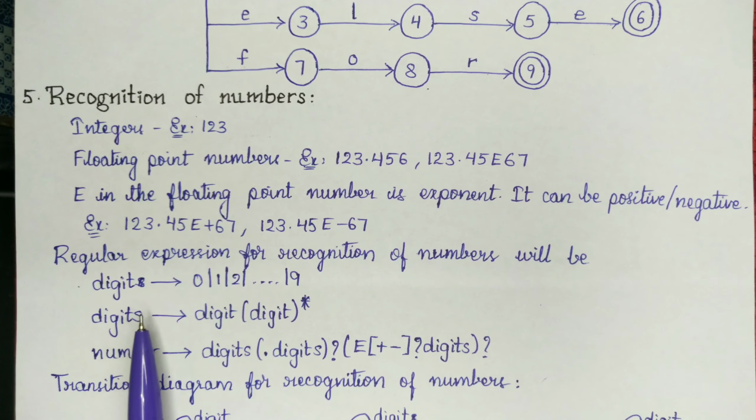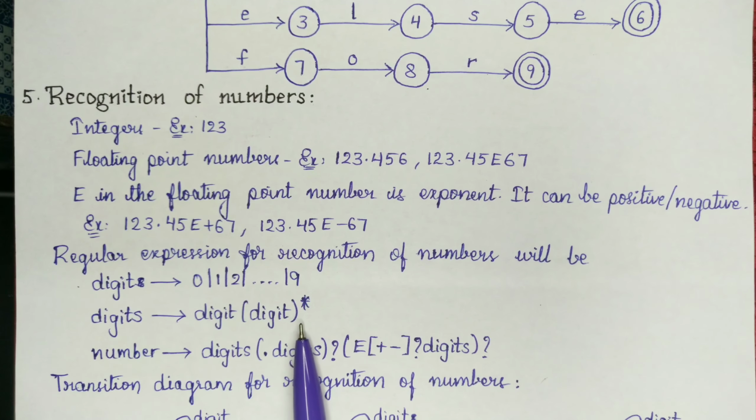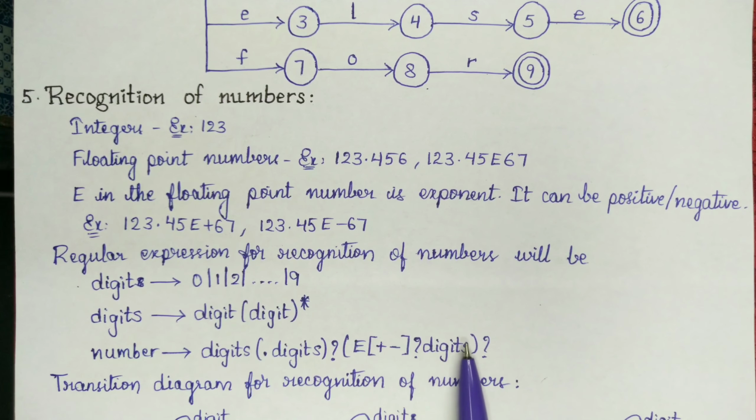First, digit means we have 0 to 9 values, and digits means a digit followed by any number of digits, from 0 to many occurrences. So the regular expression is: number produces digits, then within braces dot digits, question mark, and within braces E, plus or minus question mark, digits, braces close, question mark. Here the question mark represents 0 or 1 occurrence of that combination. That means if we apply a question mark in a regular expression, the occurrence before the question mark can be applied once or we can neglect it.